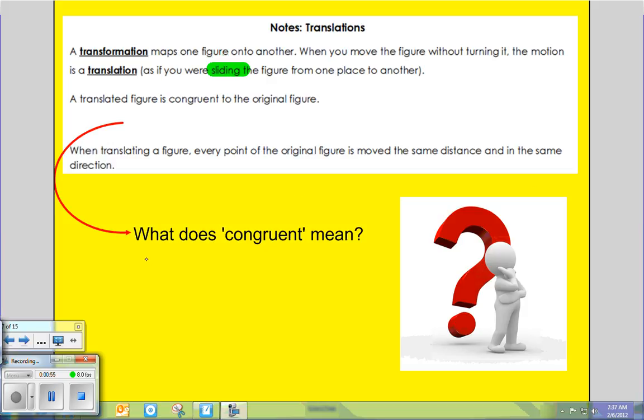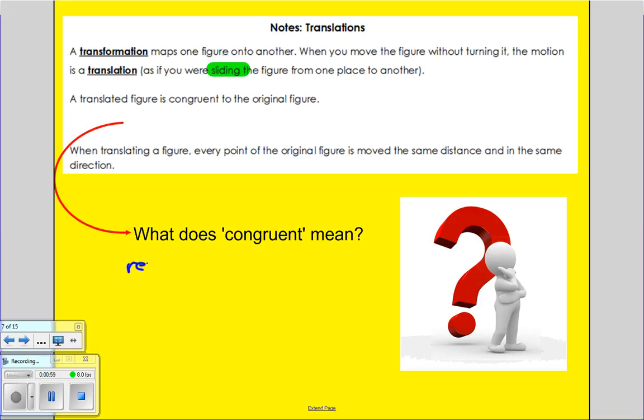So in this case, we're talking about the figure remaining the same size and same shape.